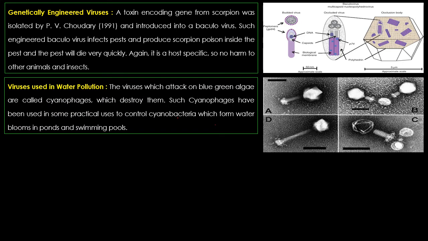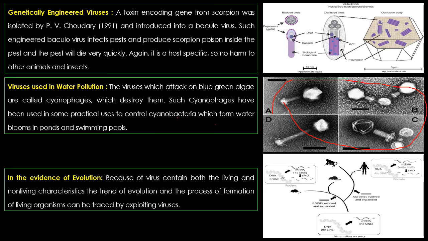Then viruses are used in water pollution control. The viruses which attack blue green algae are called cyanophages. These are transmission electron microscopic images of cyanophages. These are four images of the cyanophages which destroy them. Such cyanophages have been used in some practical ways to control cyanobacteria which form water blooms in ponds and swimming pools.